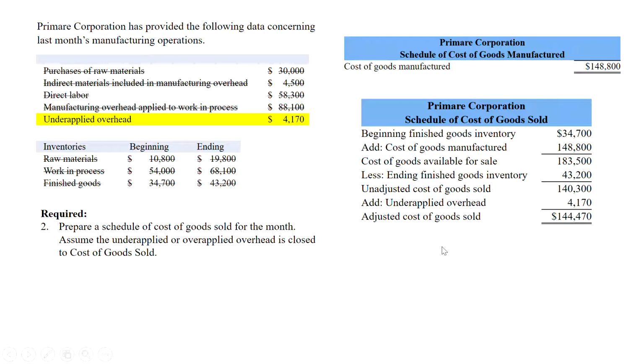So keep that in mind. In this example, it's underapplied. We add it to it, but on the exam, extra credit, whatever it might be, other problems you might get, if overapplied, we would need to subtract that out.